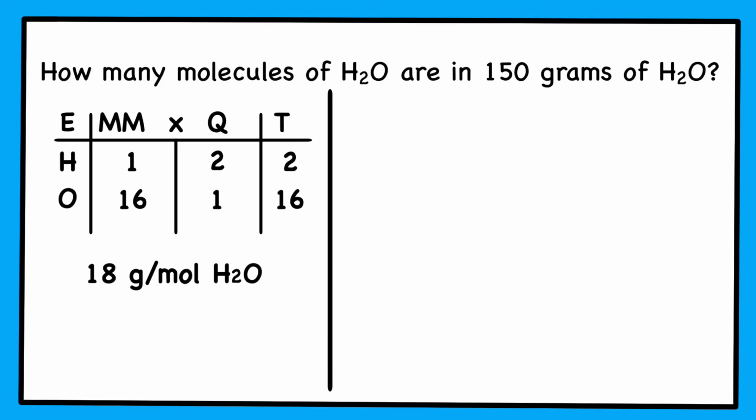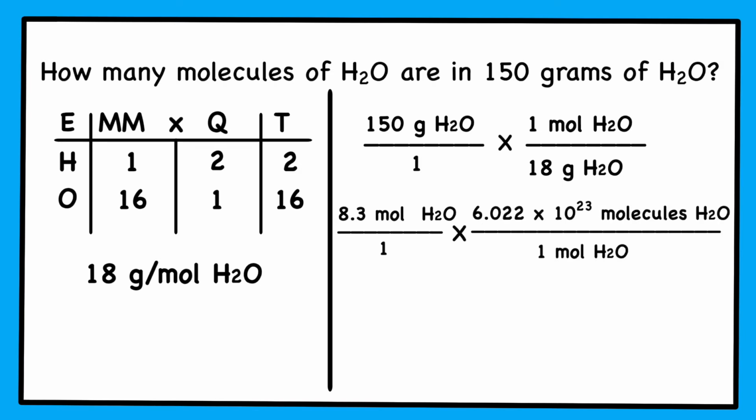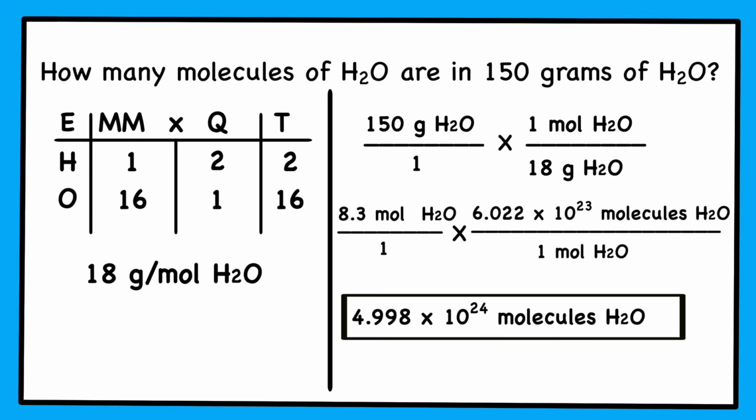Like in all my mole problems, we're going to put what we know over 1, so 150 grams of water over 1. To get to moles, we would multiply it by 1 mole of water over 18 grams of water, or its molar mass. This gives me that there are 8.3 moles of water. Now I'm going to take this number as my new known and put it over 1. I would then multiply it by 6.022 times 10 to the 23rd molecules of water, or Avogadro's number, over 1 mole of water. This gives me 4.998 times 10 to the 24th molecules of water in our original 150 grams.